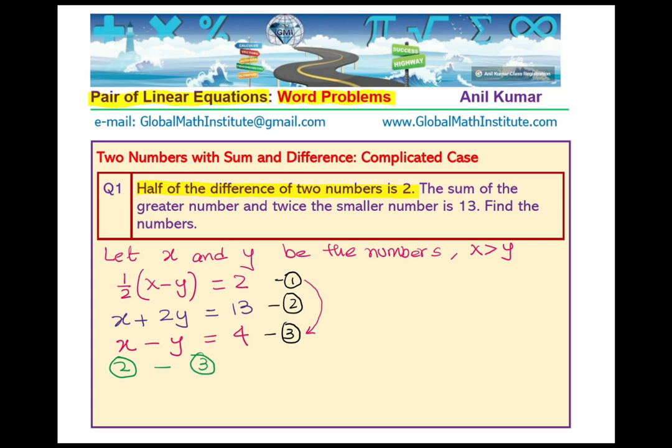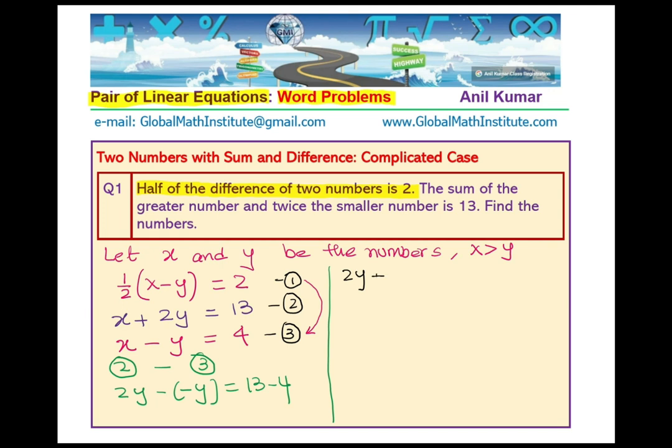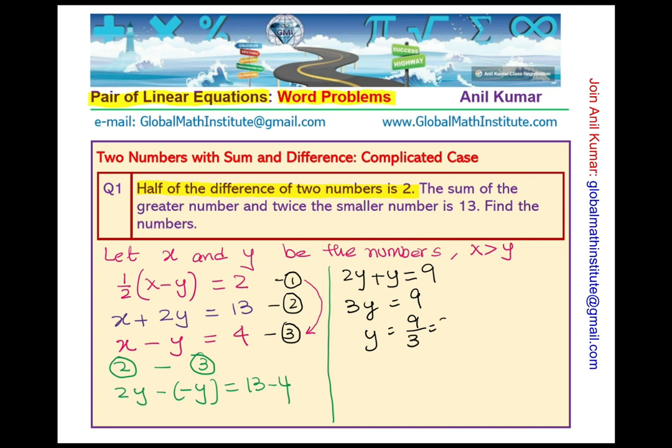So when I write these numbers in circle, it's kind of a code for my students. Equation number 2 minus equation number 3. So x minus x is 0, and then we get 2y minus of minus y. You understand? Equals 13 minus 4. So from here, we can find the value of y. Let me rewrite this as 2y, minus and minus becomes plus, and 13 minus 4 is 9. So we get 3y equals 9, y equals 9 over 3, which is 3.